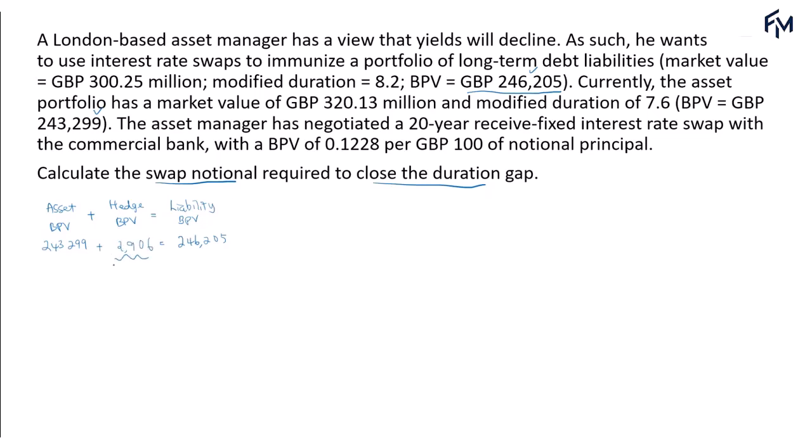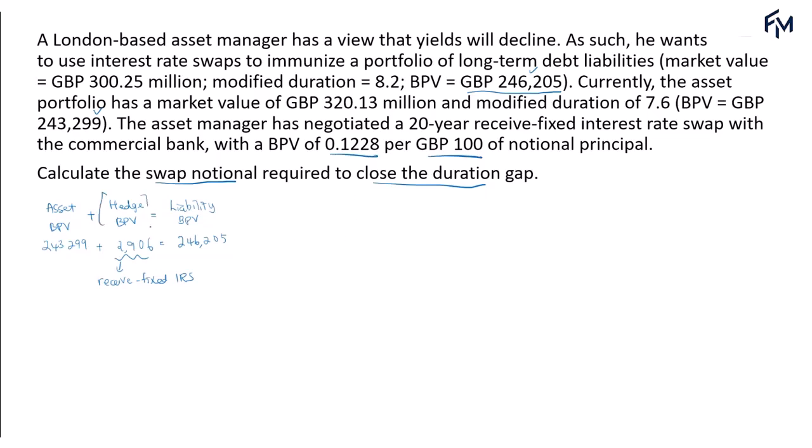So a positive BPV would refer to a receive fixed interest rate swap. And just to recap, for a receive fixed interest rate swap, the BPV is positive, but for a pay fixed interest rate swap, the BPV is negative. So in this case, how do we get this amount of BPV from the IRS? And we are given that for every £100 notional, the BPV is actually 0.1228.